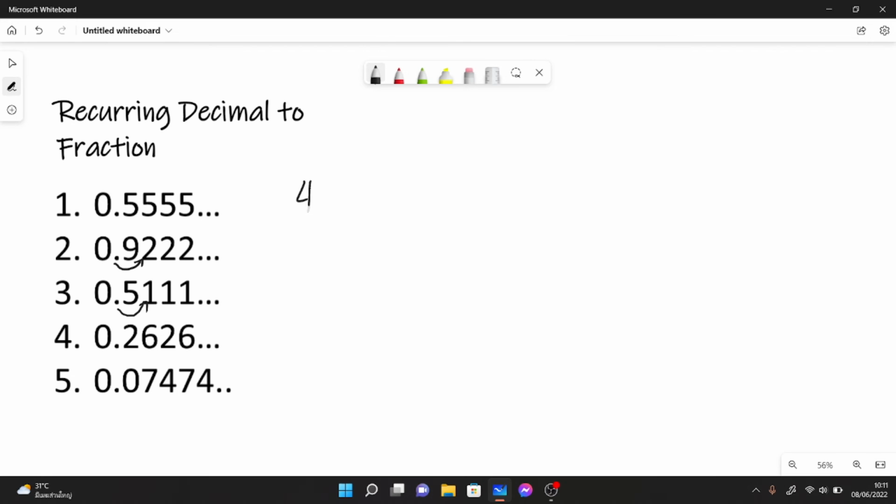Okay, number 4. 0.2626. Now we have two numbers repeating, 2 and 6. So we are going to multiply it by 100, moving the decimal point two times to the right. So we have 26.26, and so on.